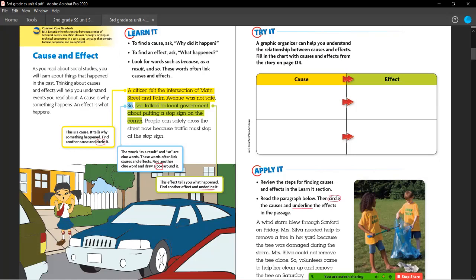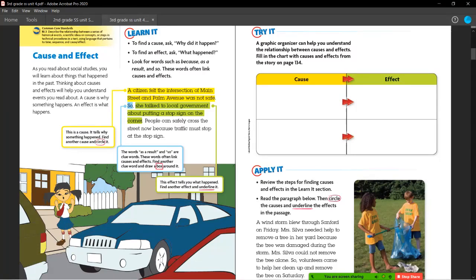The effect tells you what happened. Find another effect and underline it. So we've got 2 causes and 2 effects here. So the first one, they highlighted for you. The second one, you're going to circle the cause and underline the effect.